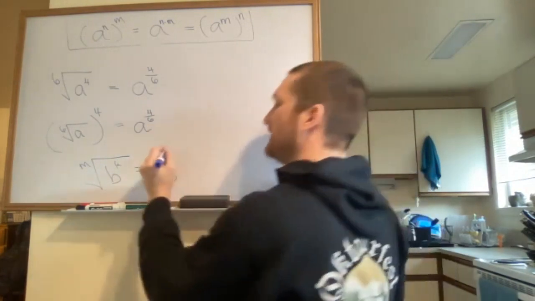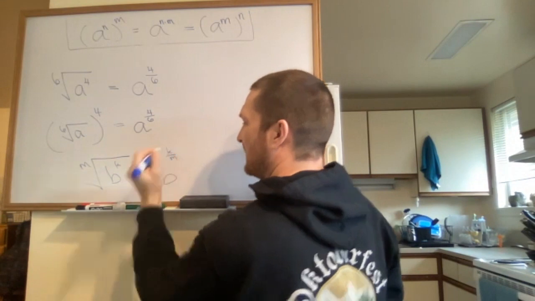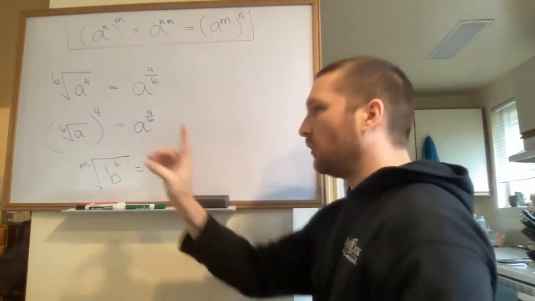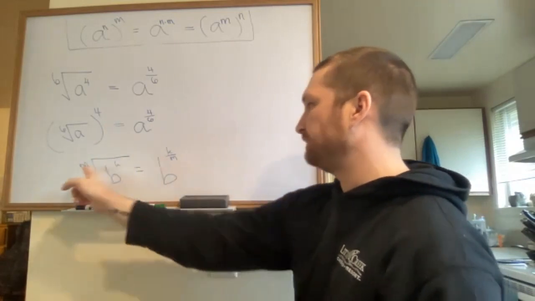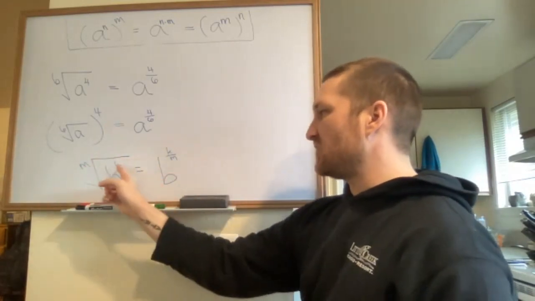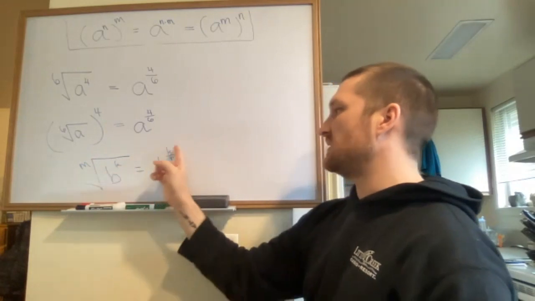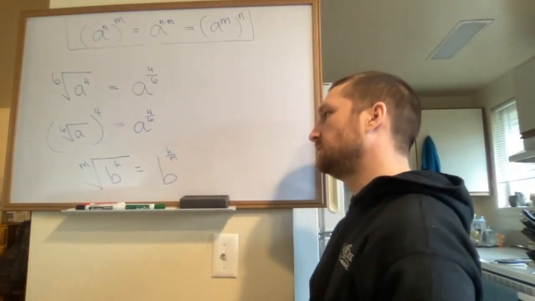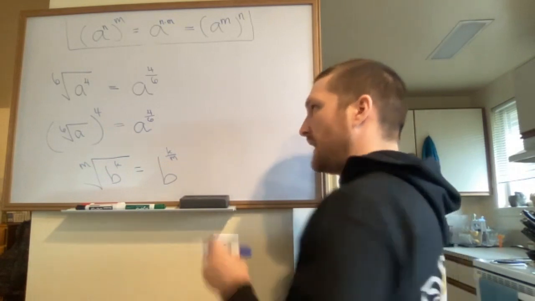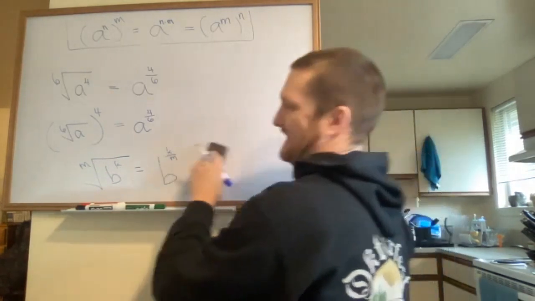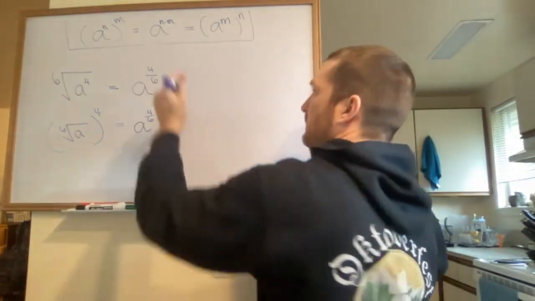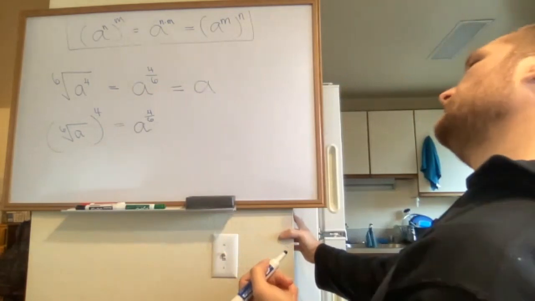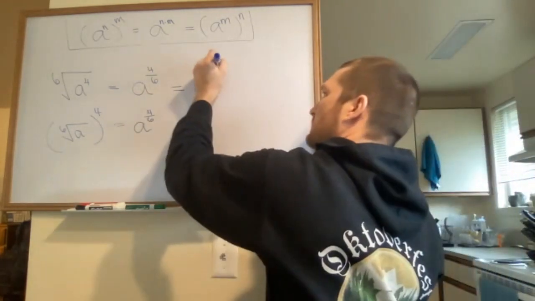K over M. K over M. And I could check that and say, well, whatever's in the denominator needs to be the radical power. And whatever that is purely raised to needs to be out there in the numerator. And so there you go. Okay, so then can we reduce 4/6? Yeah. What is it? 2/3.